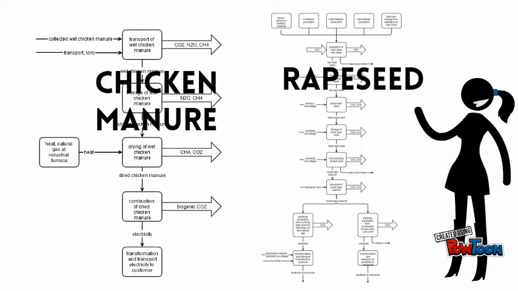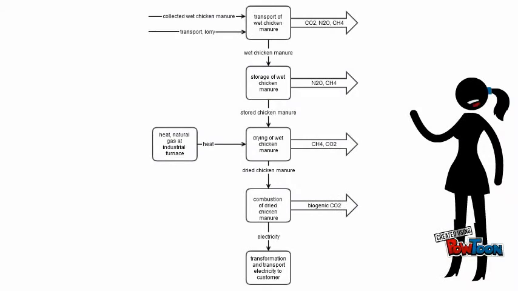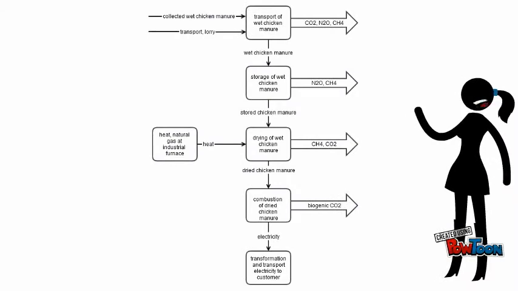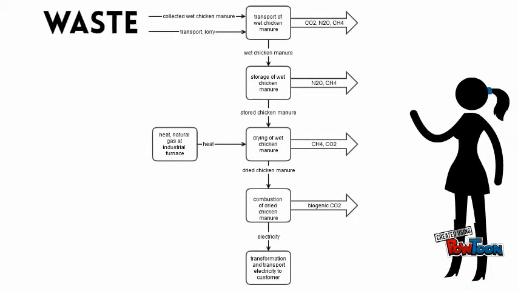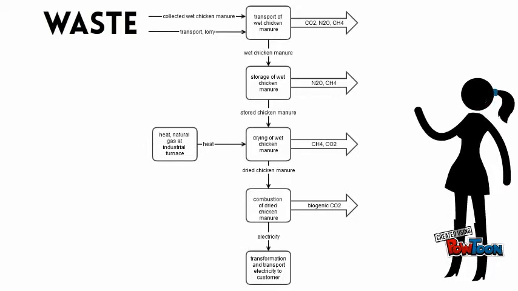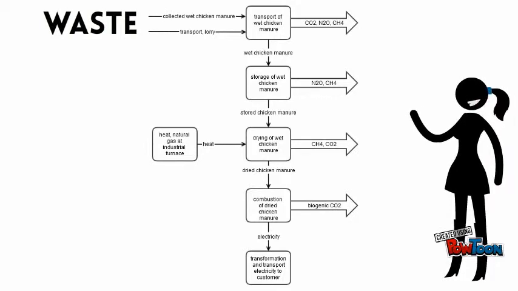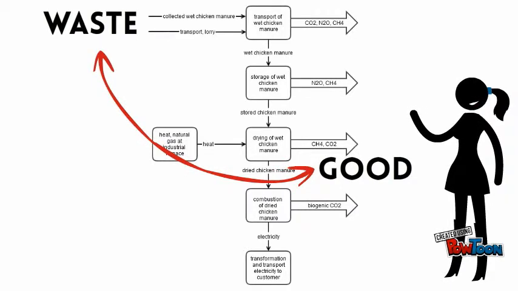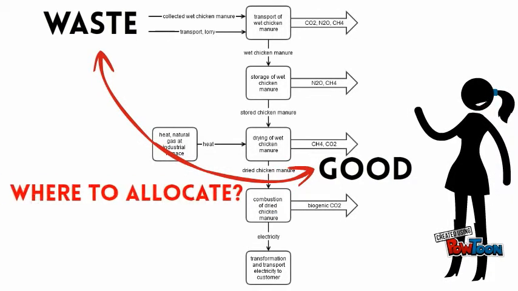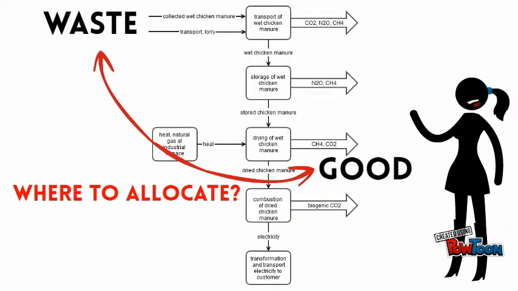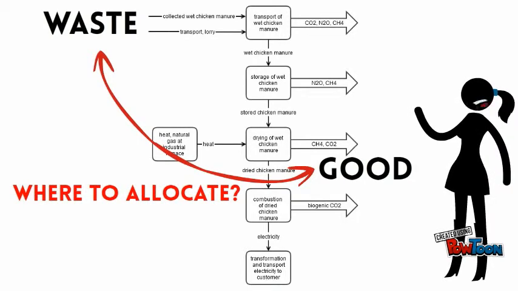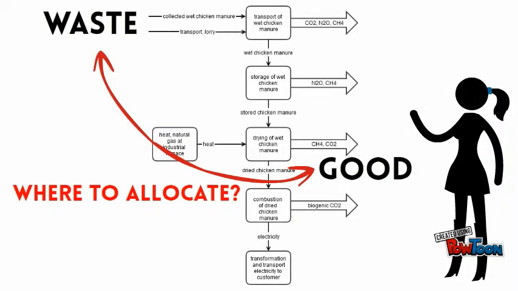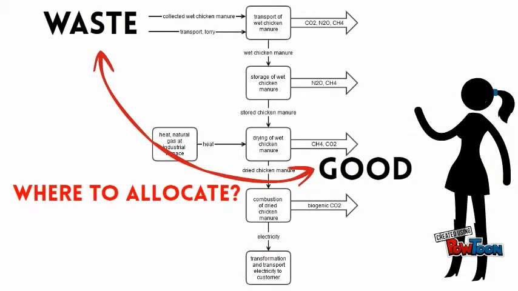Let's now look at the second chain. This one is a bit more complicated, because the chicken manure we use is originally a waste from agriculture. Only by using this waste for electricity production it becomes a valuable good. Again, this requires an allocation. We have to decide how, but also where to allocate. This decision highly influences the process' overall performance. To take this into account, we will create two scenarios.